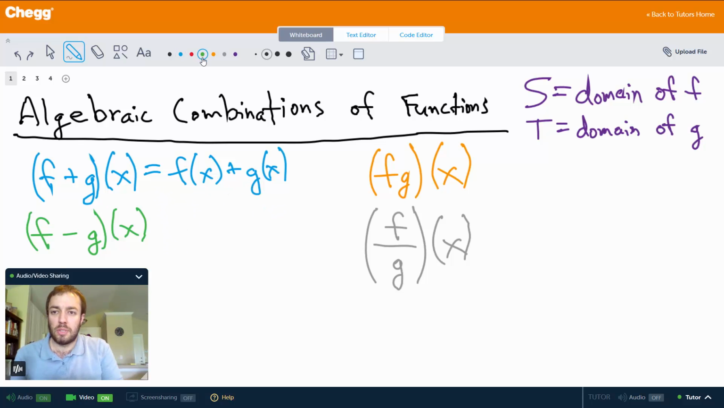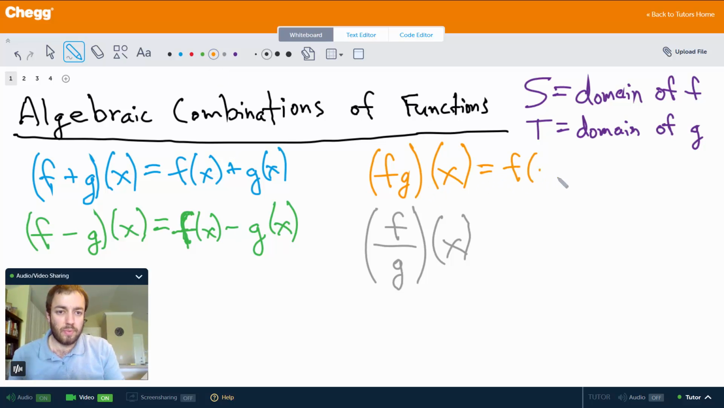Similarly, f minus g of x is just f of x minus g of x. Nothing tricky or strange going on here, it's just notational. And similar to both of these, f times g of x is just f of x times g of x.